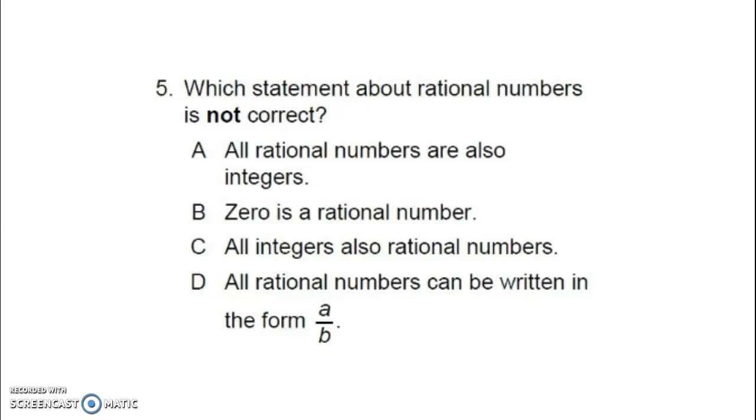Number 5. Which statement about rational numbers is not correct? A. All rational numbers are also integers. B. 0 is a rational number. C. All integers are also rational numbers. D. All rational numbers can be written in the form A over B.